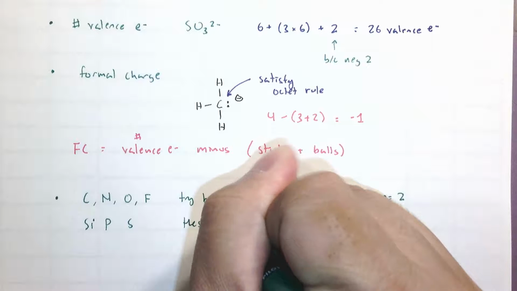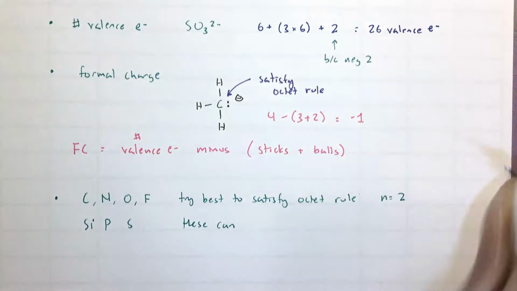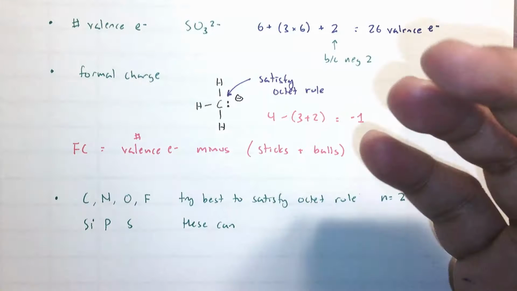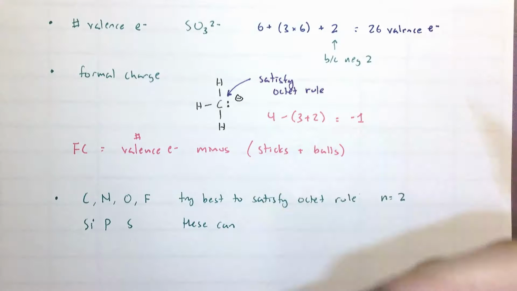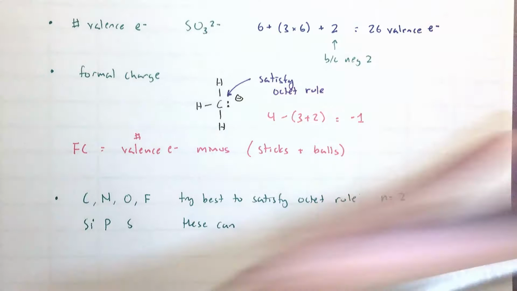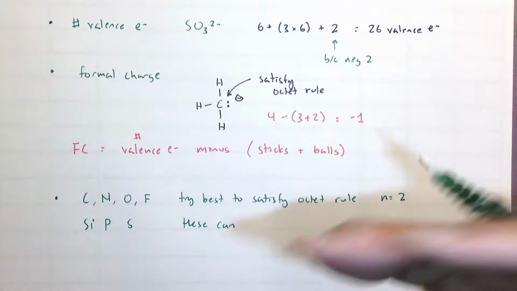These can have more than 8, and it's not specified. You'll just have to do trial and error. It doesn't have to be a certain number over 8. It doesn't have to be 10. It doesn't have to be 12. It can be. It just doesn't have to be.